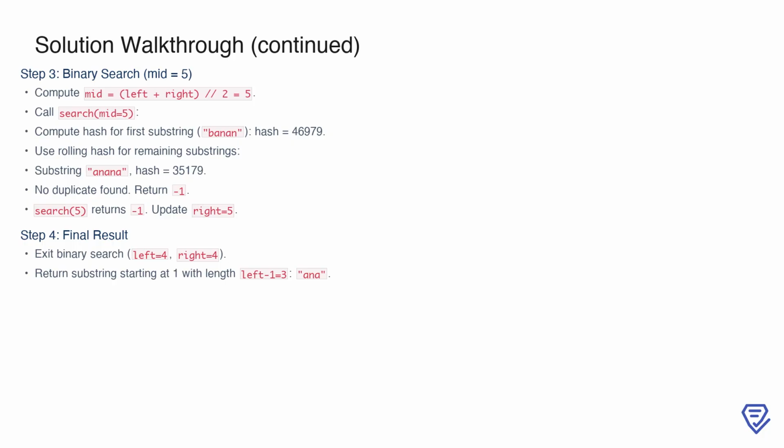At this point, the binary search terminates when left equals right, and the longest duplicate substring is determined by extracting the substring starting at index 1 with a length of left minus 1, which is 3. This gives us the substring ana.